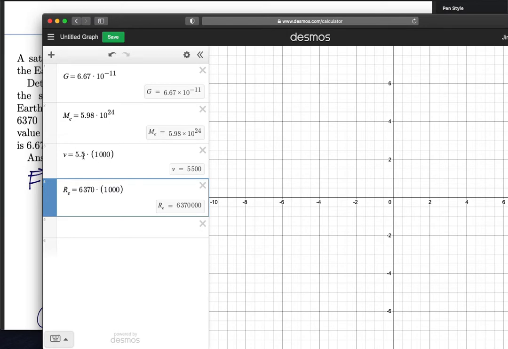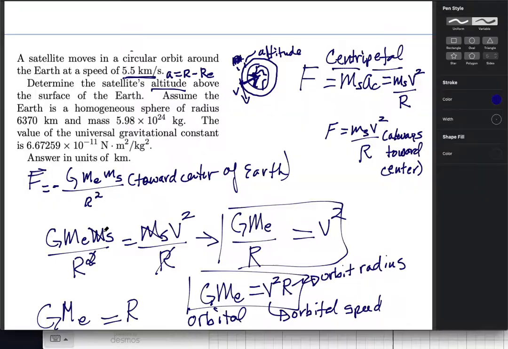So kilometers here, they cancel. Kilometers here, they cancel. Just reminding you of the typical way we solve these problems. We cancel out the units. We want meters on top. Okay, so I've got all the parts we need in my equation now.